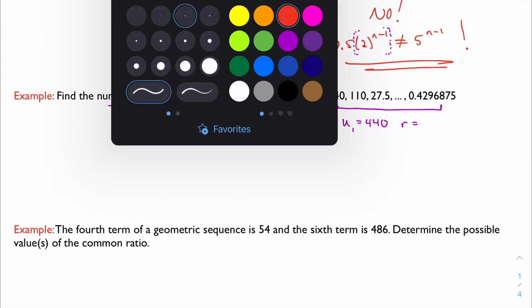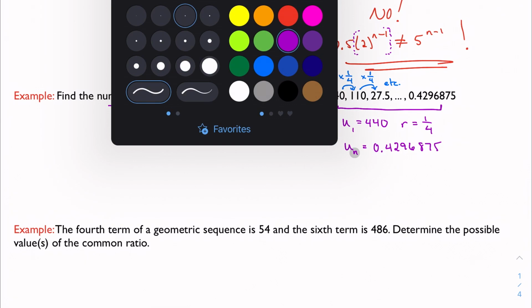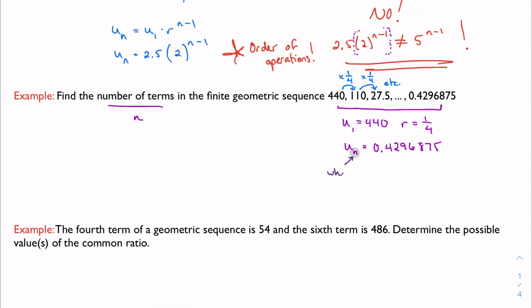To get from term to term, I'm either dividing by 4, or we're better off looking at this as multiplication every time. So let's express it as multiplying by 1/4. And it seems just from our first two examples that that is our common ratio. So our common ratio is 1/4. And we also know that our last term, whatever term number it is, term number n, is 0.4296875. And our goal is to figure out what number n is, right? What term number is it?